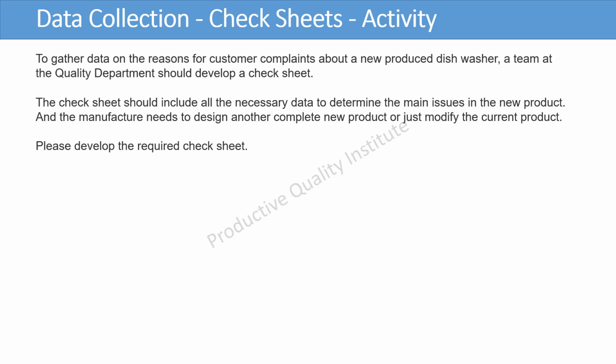To gather data on the reasons for customer complaints about a newly produced dishwasher, a team at the quality department should develop a check sheet. The check sheet should include all the necessary data to determine the main issues in the new product and determine if the manufacturer needs to design another completely new product or just modify the current product. Please develop the required check sheet. Please perform the activity and send your output by email for assessment.